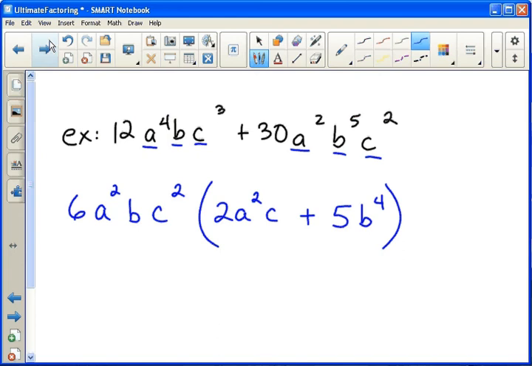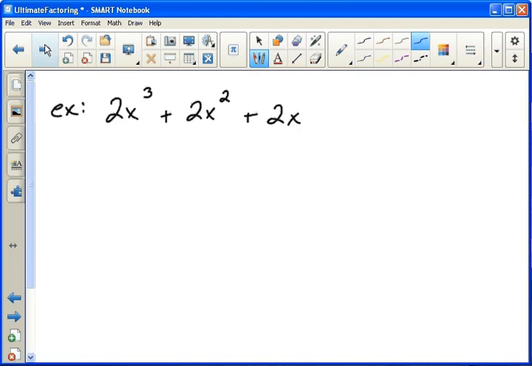Okay, now sometimes there may be more than 2 terms. You can do the greatest common factor no matter how many terms there are. So in this one, 2x cubed plus 2x squared plus 2x. We see that all 3 of them have a 2 and an x in common.